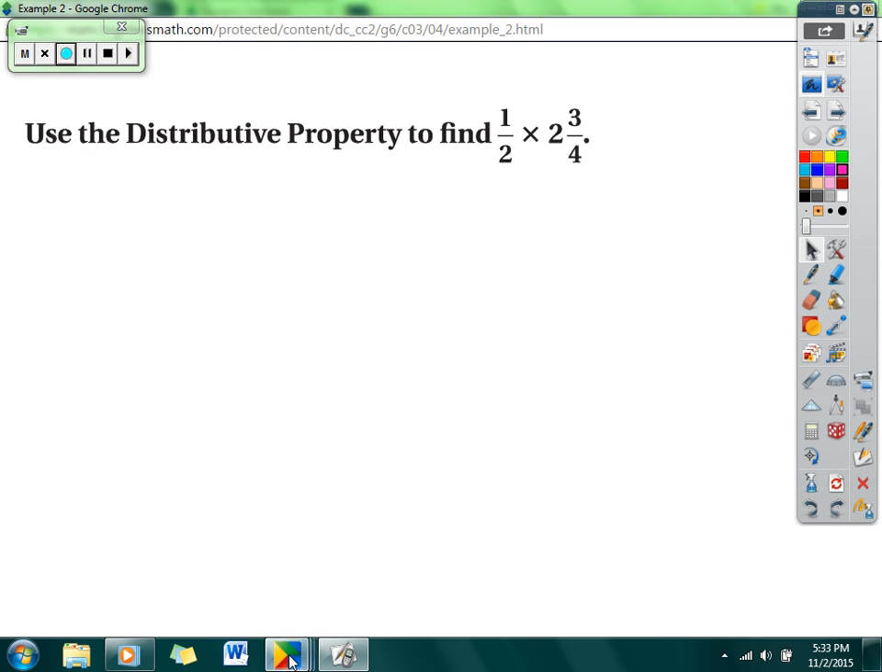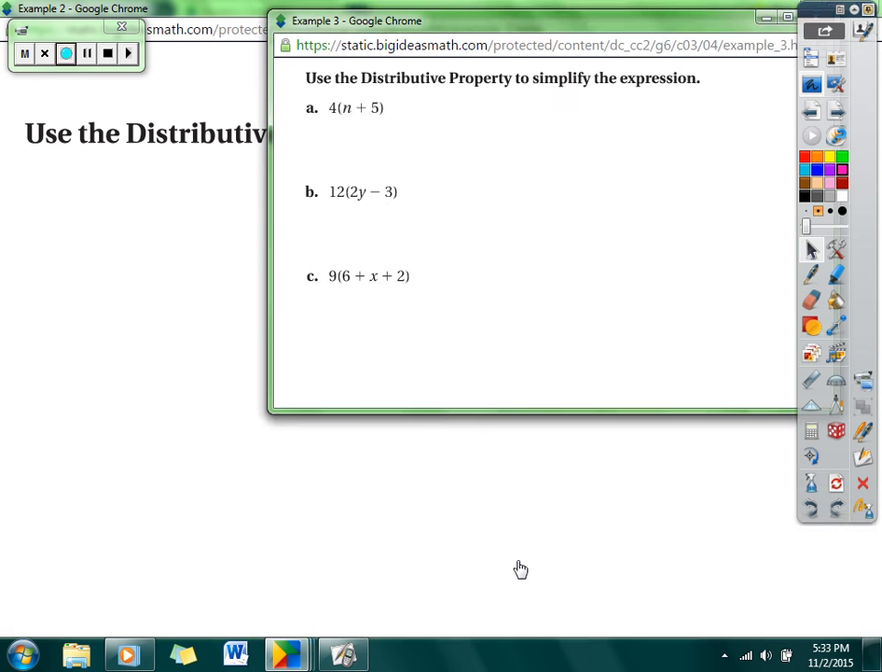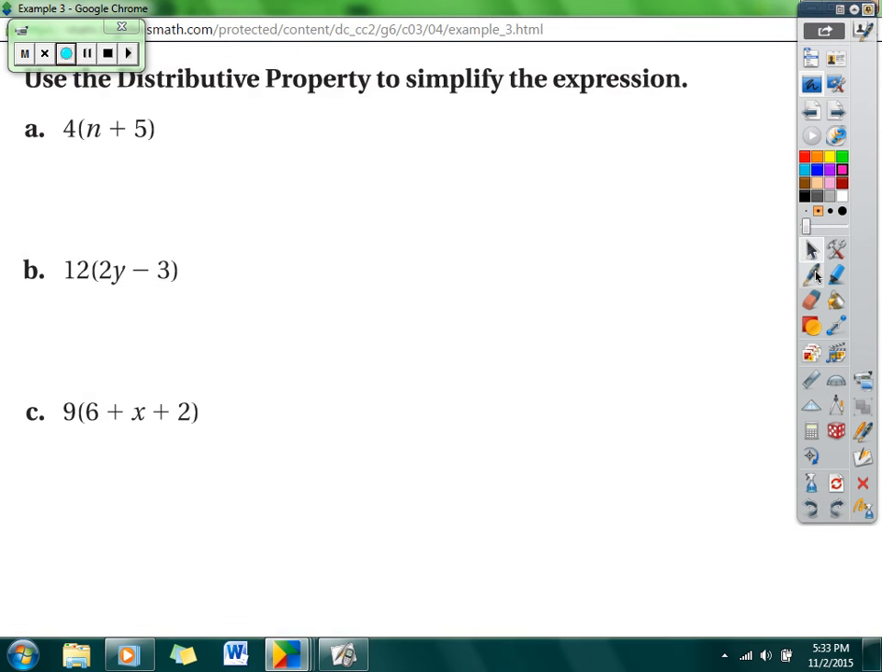Okay, let's go over example number 3 now. Example number 3 has some more problems using the distributive property in its classic form. So what happens when we don't have concrete numbers, okay? What I mean by concrete numbers is what happens when I don't get a for sure answer, all right? What happens when I have a variable? So let's look at example 3A.